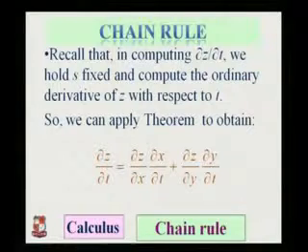So we are recalling that in computing del z by del t, we hold s as fixed. When we are taking the derivative with respect to t, we are taking the other one as a constant. So s will be fixed, s will be constant here, and we are taking the derivative with respect to t. So applying this theorem here, del z by del t is equal to del z by del x into del x by del t plus del z by del y into del y by del t.